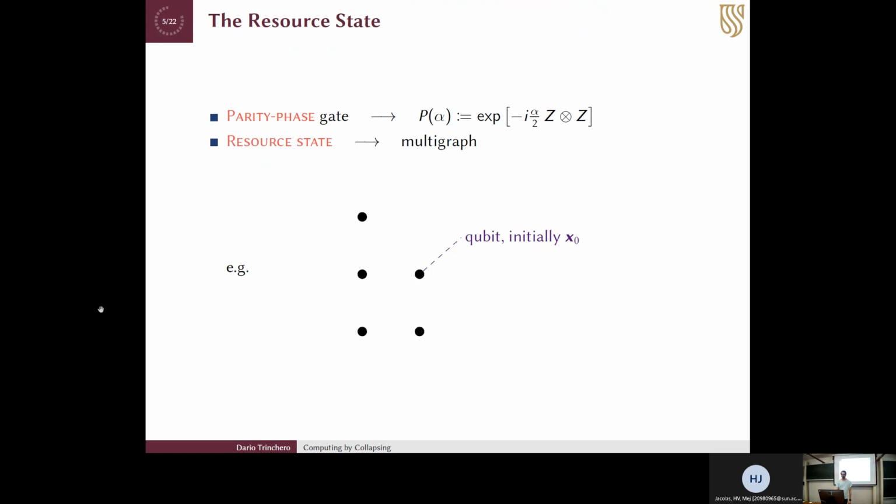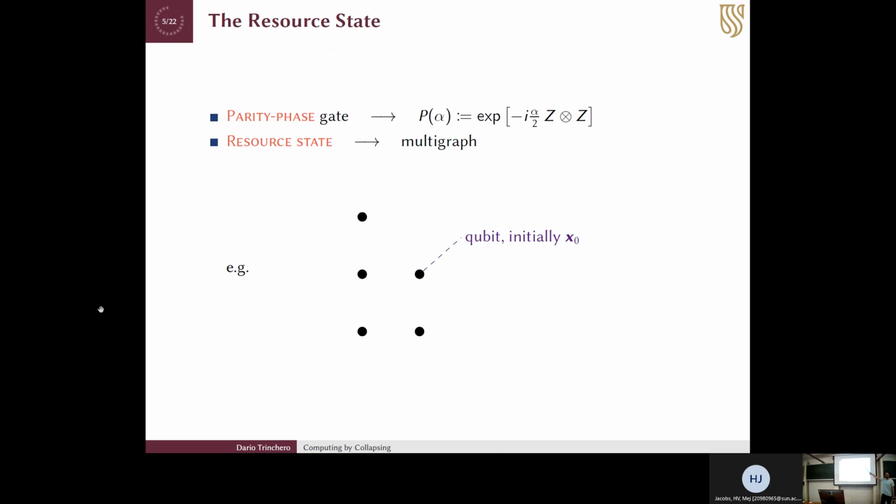Okay, so let's dive into the specifics. The first specific is, how is this resource state prepared? What does it look like, right? Because I said that it's independent of algorithm, but I at least need to tell you how to construct one that's good enough for all algorithms, right? So let's talk about how we represent resource states.